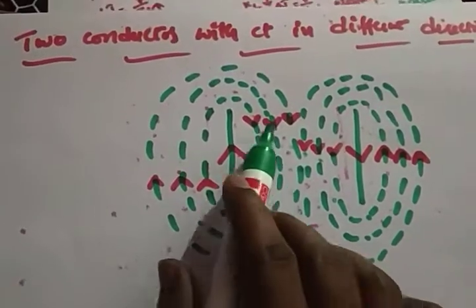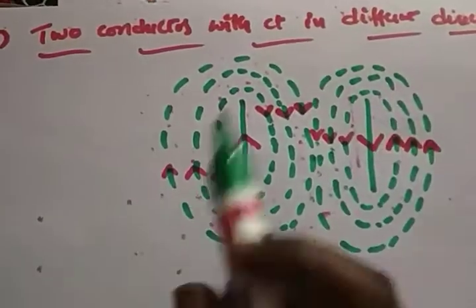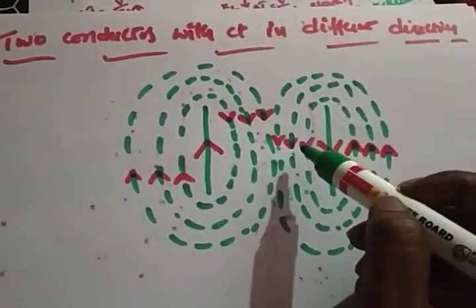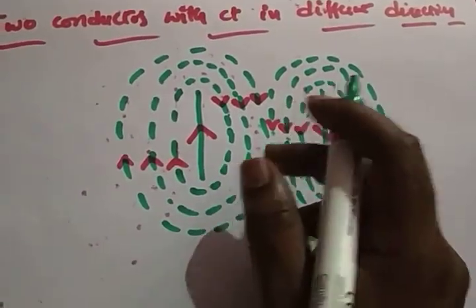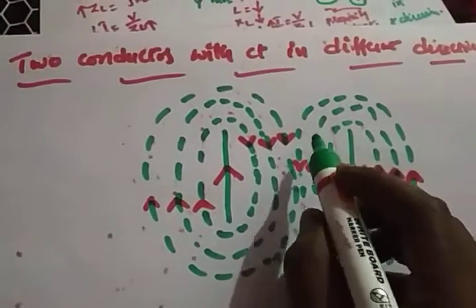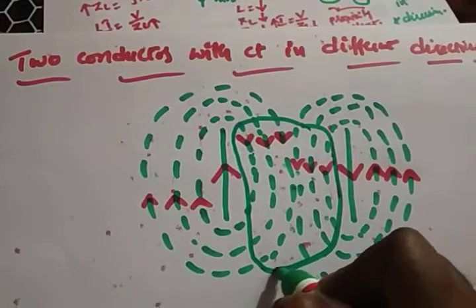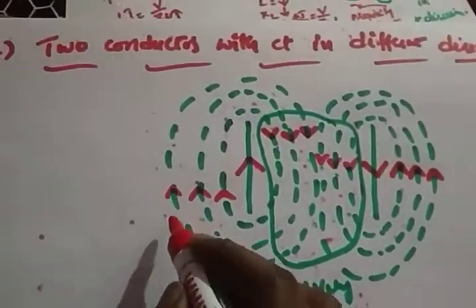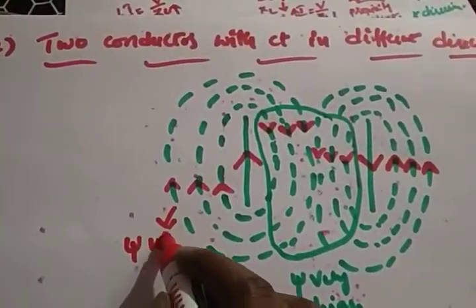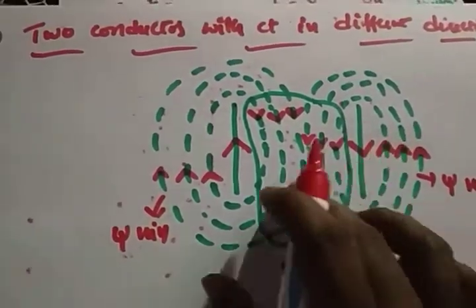So what happened? If this flux and this flux both are in the same direction, the net flux increases. So this is a positive flux and this is also a positive flux. So these fluxes are going to be added, right? Aiding. These fluxes are aiding, which means the total flux value will be very high. Here the total flux value will be very high, the flux linkages will be very high. Right? Here the flux linkages will be minimum when compared to this one.